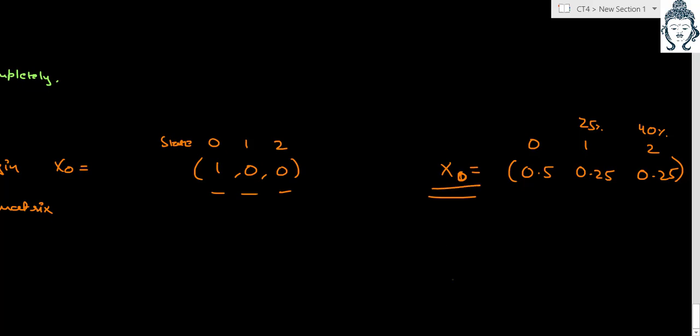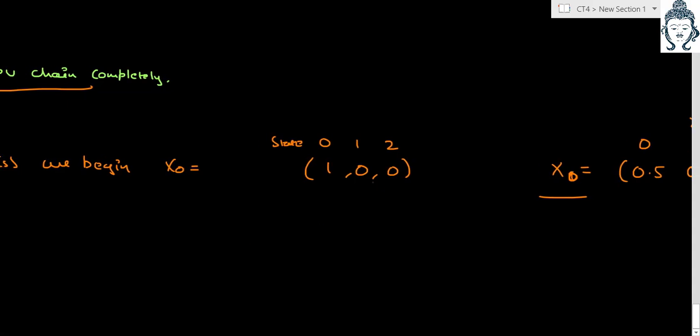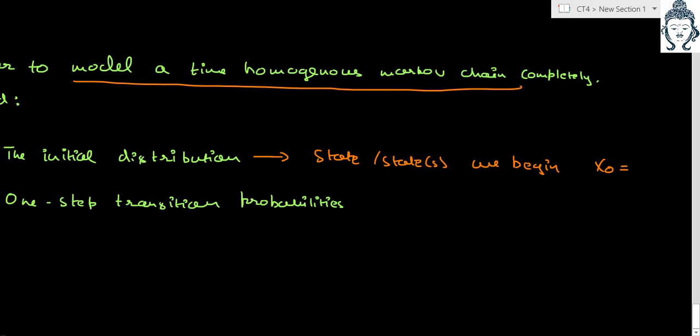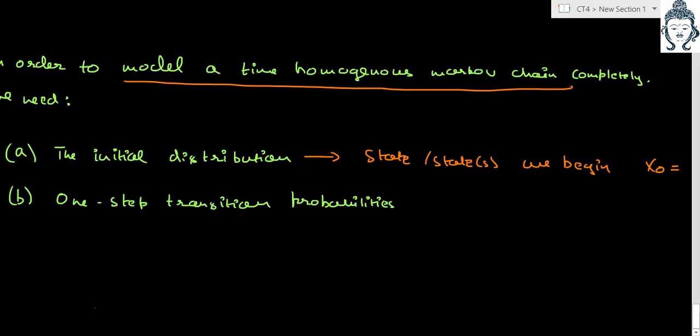So my initial distribution at time 0 becomes X0 and it can be anything. In this case it is 1, 0, 0 because all my policyholders are beginning in the 0th state, that is at 0% level of discount. And the other thing that I need is the one step transition probabilities. That means the transition matrix.